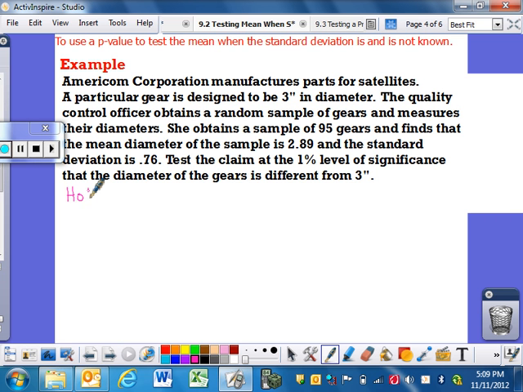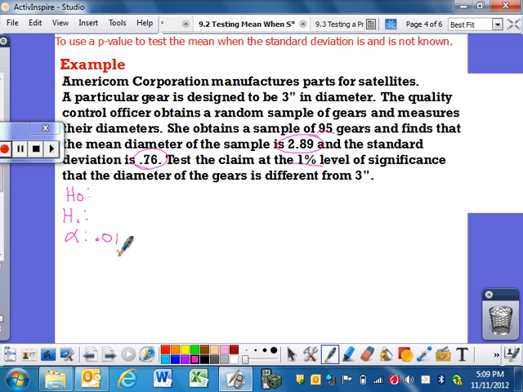What's your null, alternate, and alpha? I need to list those. So, a corporation making parts for satellites. There's a gear in that satellite that's designed to be 3 inches in diameter. The quality control officer gets a sample of these gears and calculates them. She had a sample of 95, finds that the average diameter is 2.89, standard deviation is 0.16, tests the claim at the 1% level. There's what I'm looking for, 0.01.